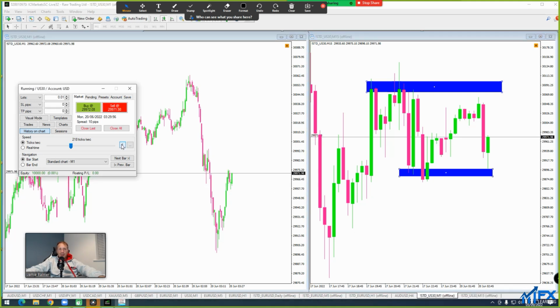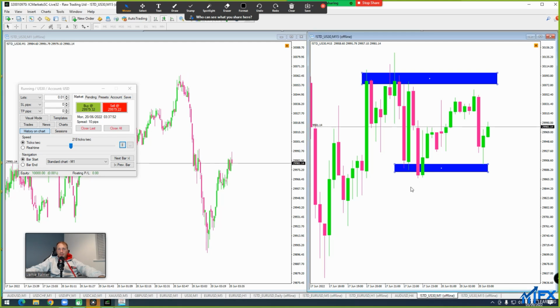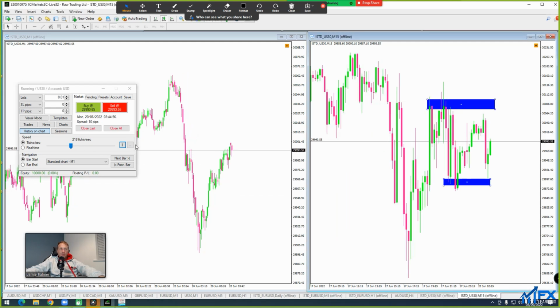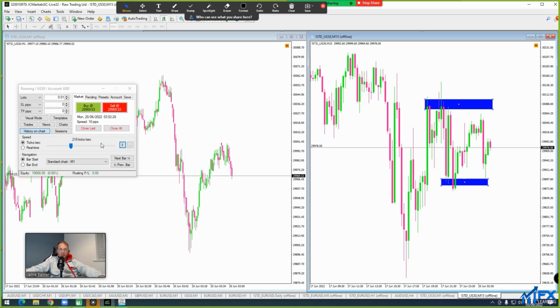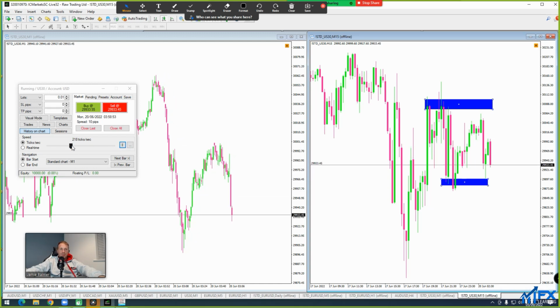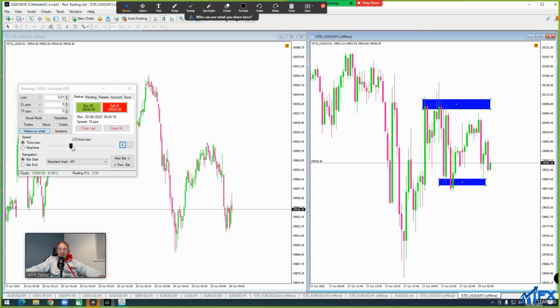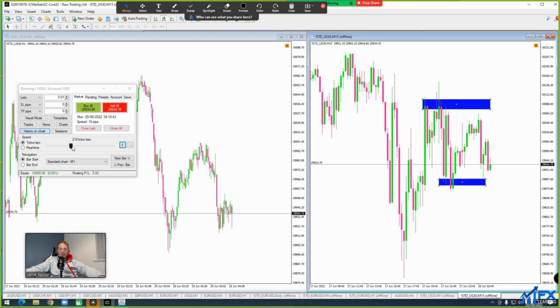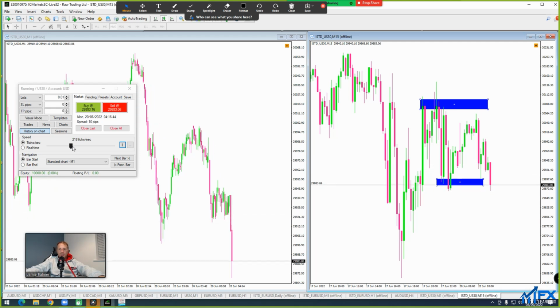Which is not what we want to do. We want to be trading with the trend. We want to be isolating the support and resistance levels that are going to hold, and the support and resistance levels that are not going to hold. So here we go.